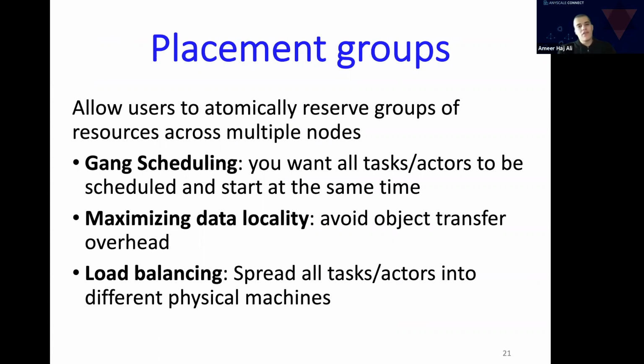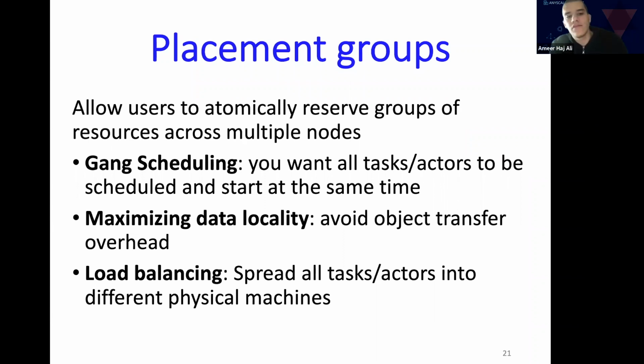Let's say you want 1,000 CPUs, and this will request 1,000 CPUs that will be always available for you to run things on. And you can run applications inside this placement group. And I will give an example in the next slide. This can be helpful, for example, for gang scheduling, where you want all the tasks or actors to be scheduled and start at the same time.